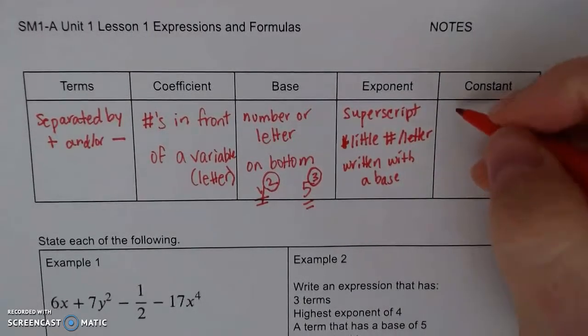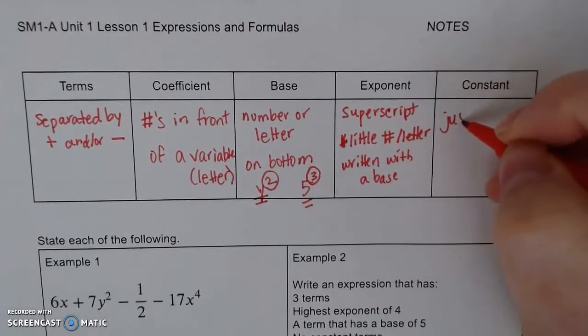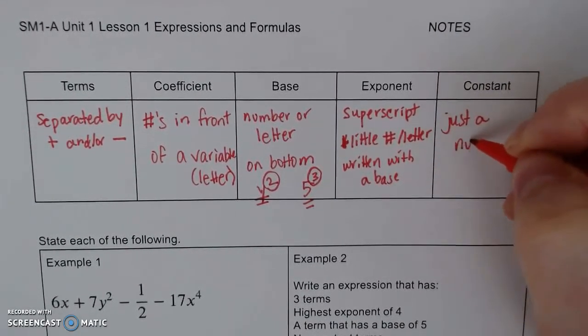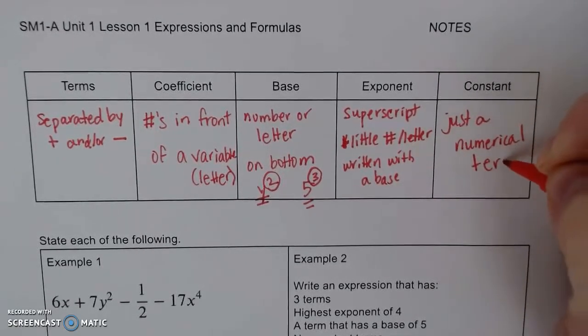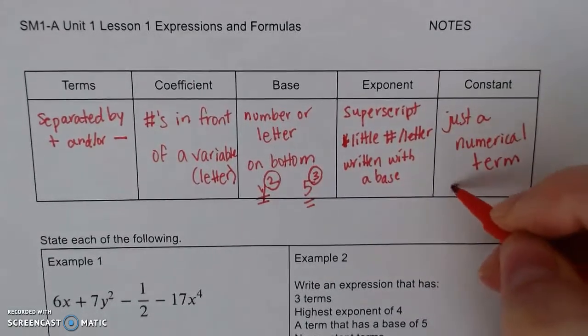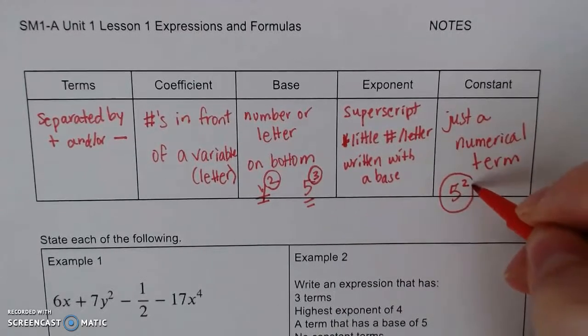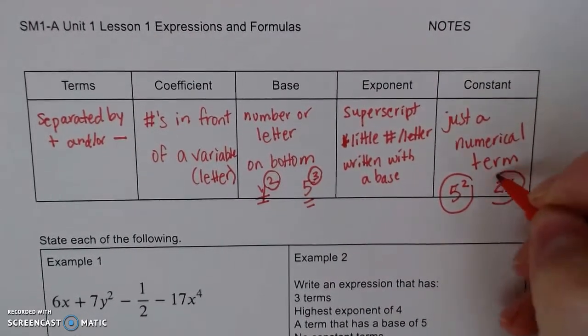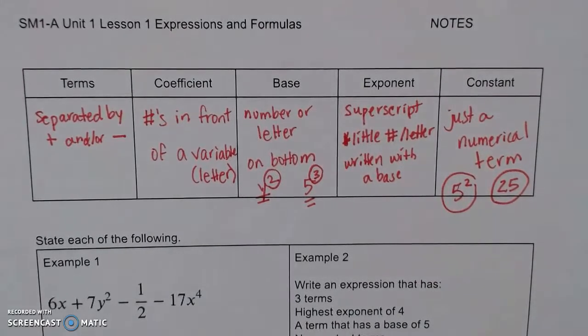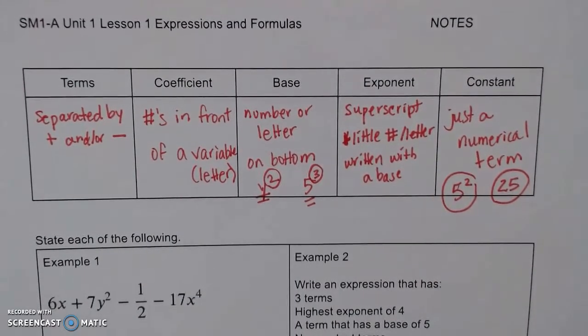The constant, it is just a numerical, which means number, term. So 5 squared, that whole thing is a constant. I could also write it as 25. That is a constant. There will be no letters associated if it's constant.